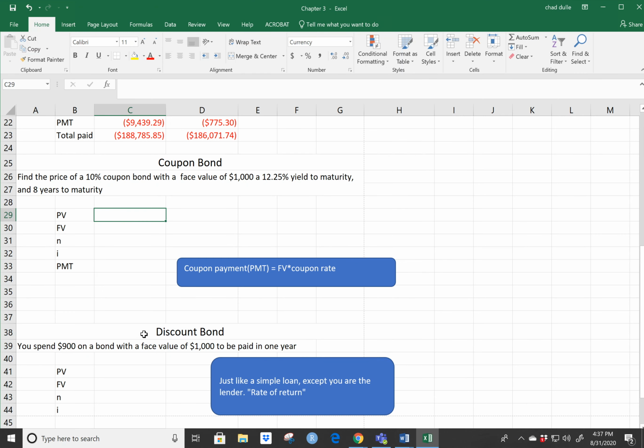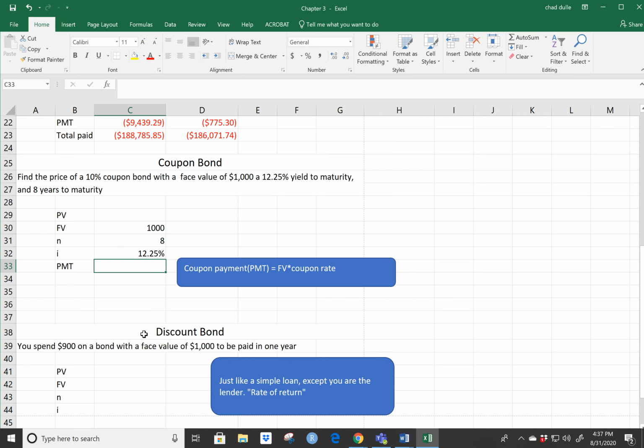Okay, so the present value, that's what we're trying to find, sorry. So find the price, that's what we're trying to find right now. The future value is what I just showed you there in orange at the end. That's what you get back in 8 years. So N is 8. Your yield to maturity, what I just showed you in the denominator there, that's 12.25. And the payment, that's where the coupon rate comes in, 10%.